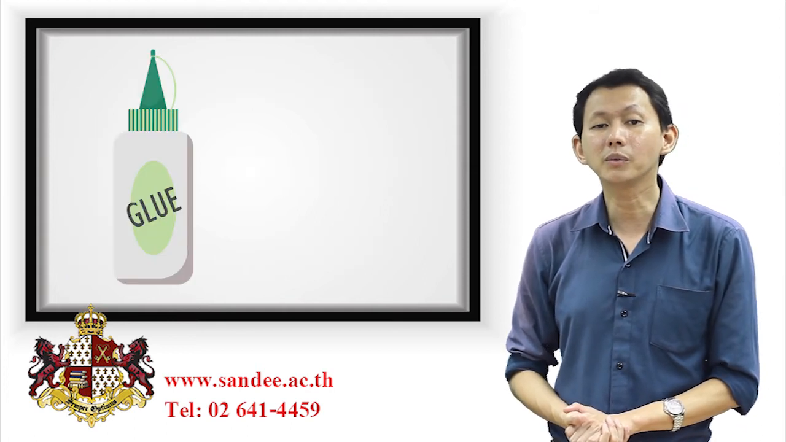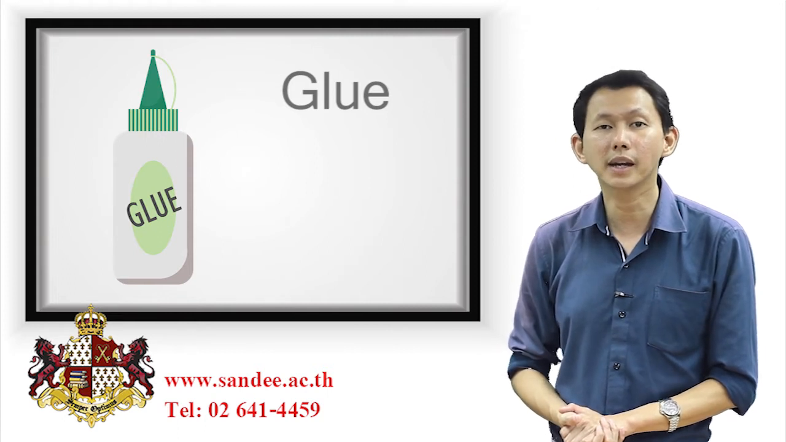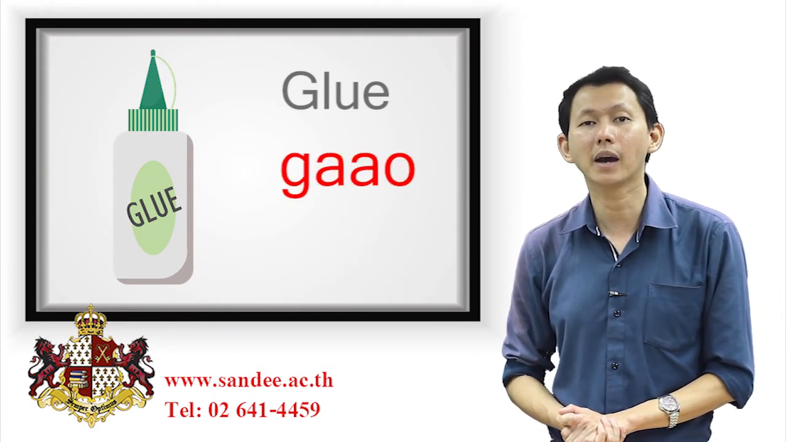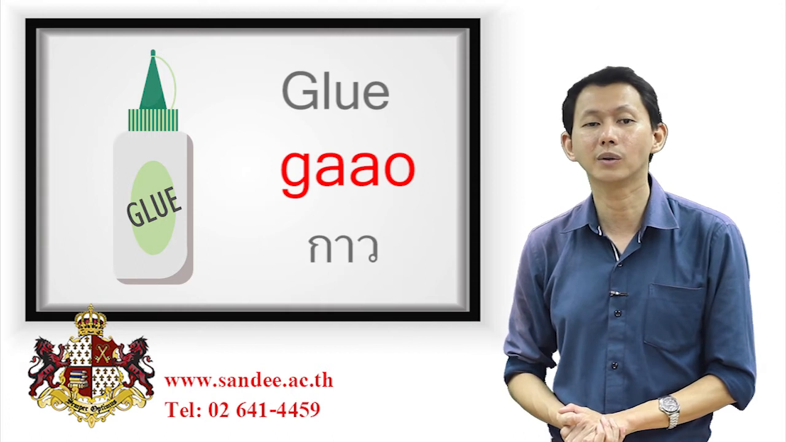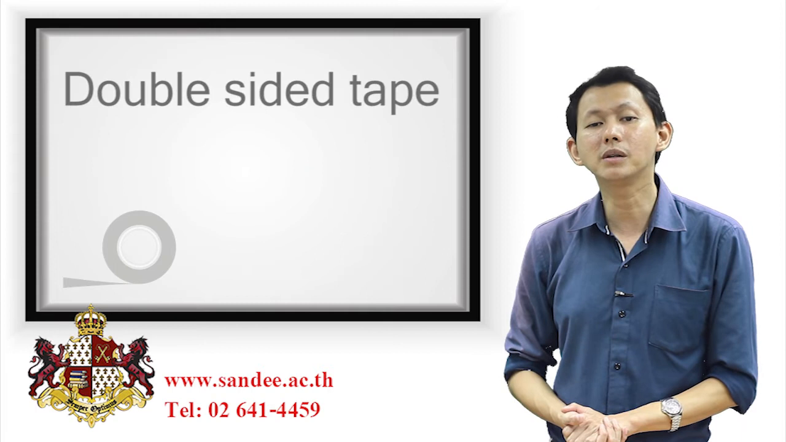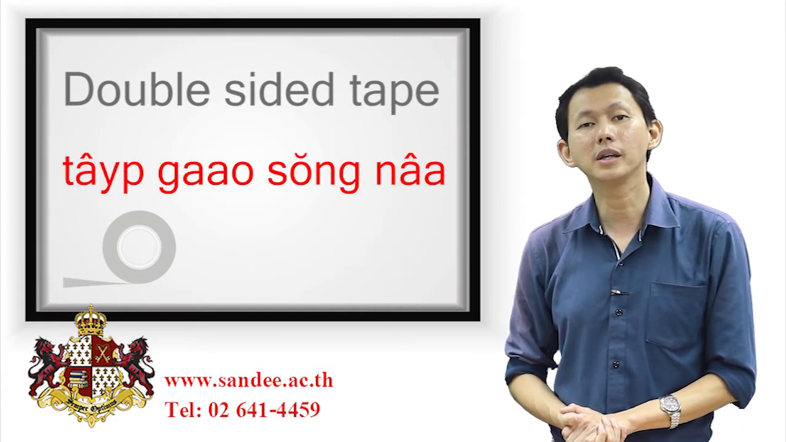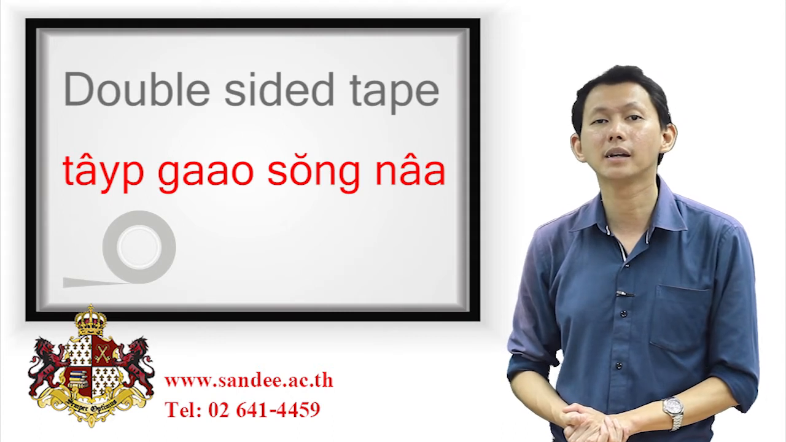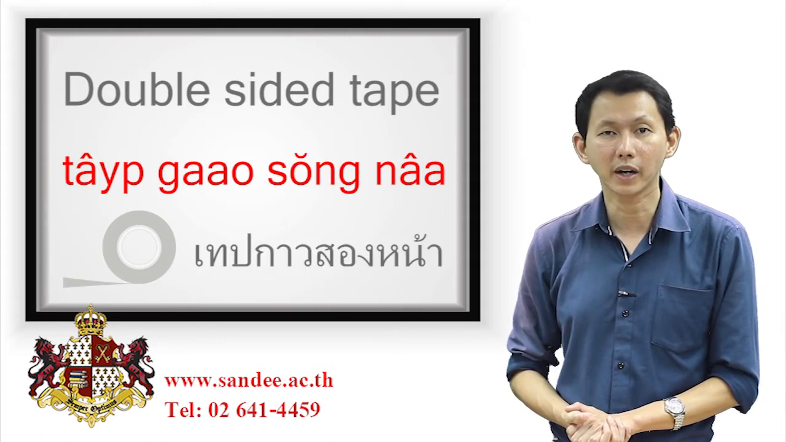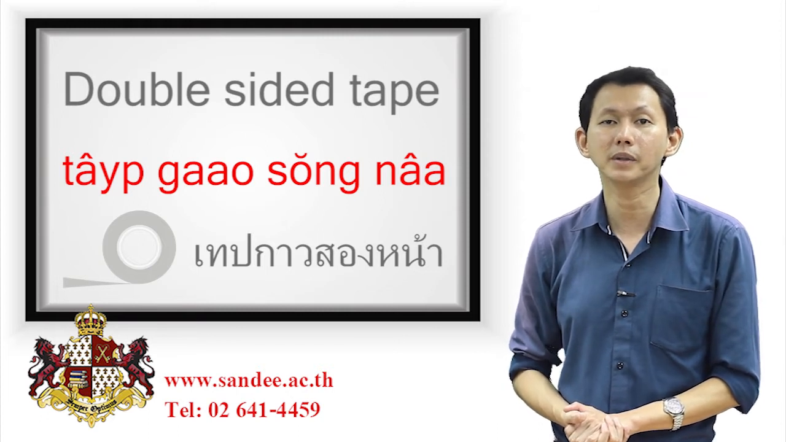And next word that we will learn is glue. And glue in Thai language we call กาว. And if you want to say double sided tape, in Thai we call เทปกาวสองหน้า. Again, the word tape comes from the English word tape.